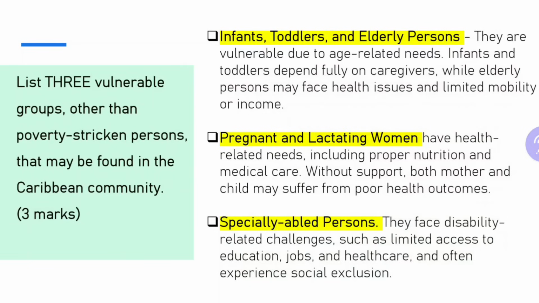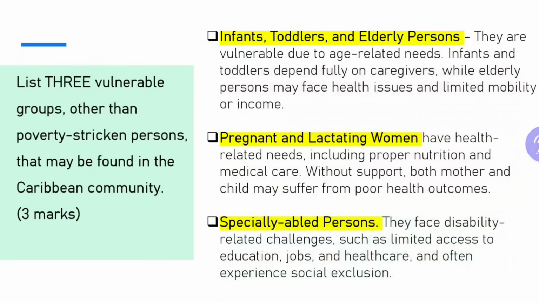But as usual, it's nice to revise. So let us look at why infants, toddlers, and elderly are considered as vulnerable groups in the community. They are vulnerable due to their age-related needs because infants and toddlers depend fully on caregivers, while elderly persons may face health issues and limited mobility or income. As it relates to pregnant and lactating women, they have health-related needs, including proper nutrition and medical care. Without support, both mother and child may suffer from poor nutrition and also poor health as well.